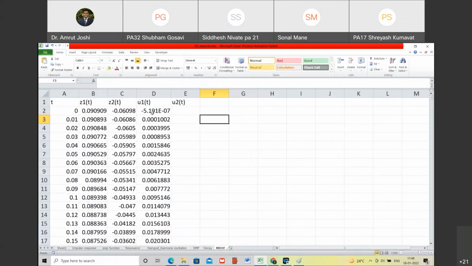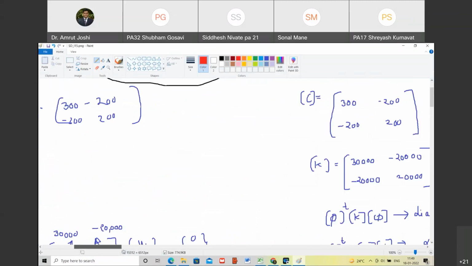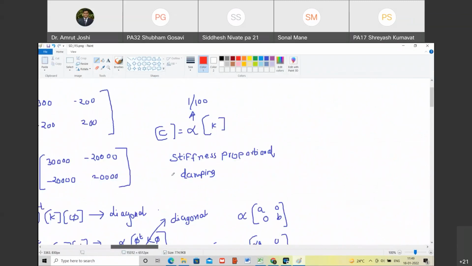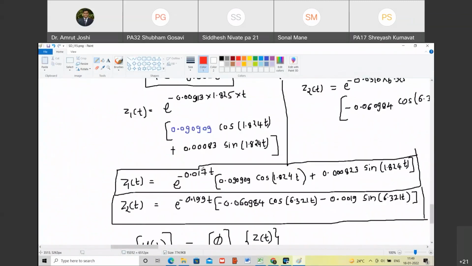It has come here. See, 5.97 into exponential 10 power minus 7. So it is very close to 0. Happy? Yes, sir. Now let us start. Let us write down U2 of t. So what is U2 of t? How much should we get? U2 of t, we should get it as plus 100 mm. Are you with me? Yes, sir.